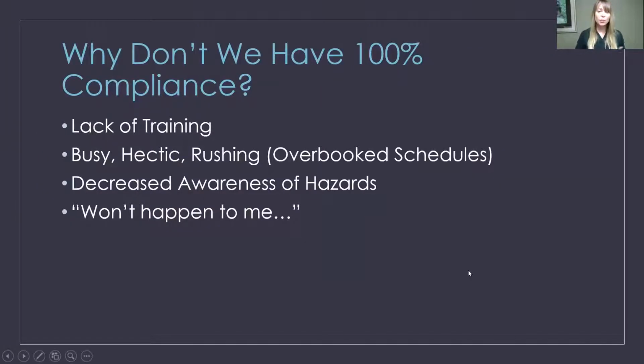Okay, so why don't we have 100% compliance? Well, there's a lack of training, busy, hectic, and rushing around the office. There's overbooked schedules. There's a decreased awareness of hazards, and a lot of people think, well, that won't happen to me. So we want to make sure that we are very compliant with our bloodborne pathogens procedures and that we really take all precautions to limit our risk of exposure.